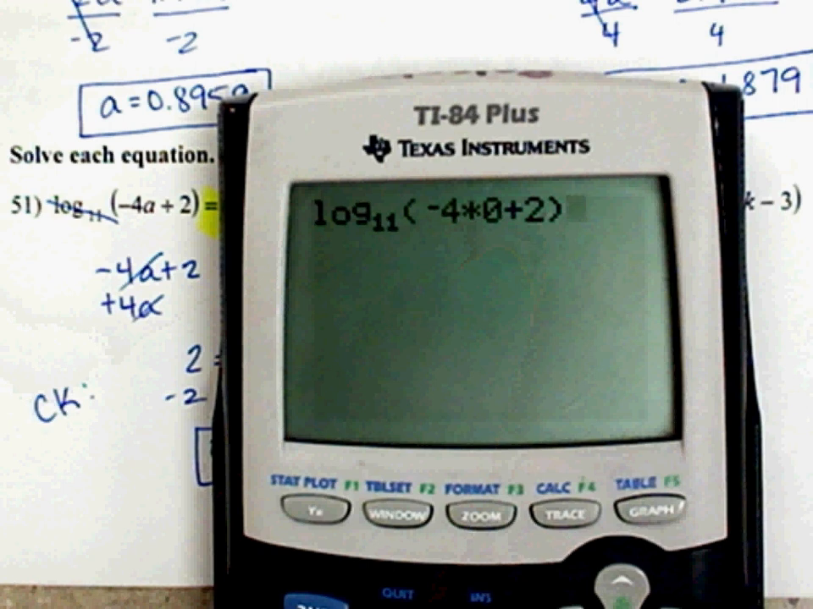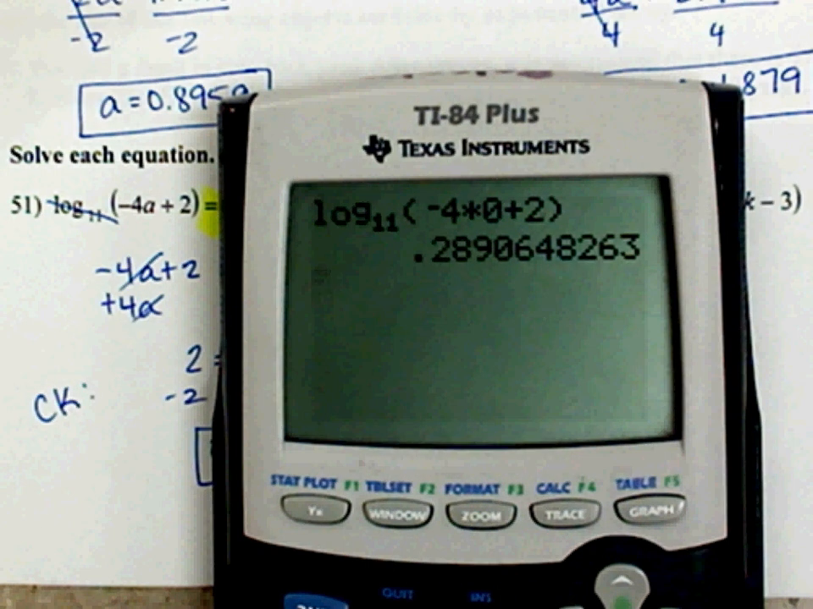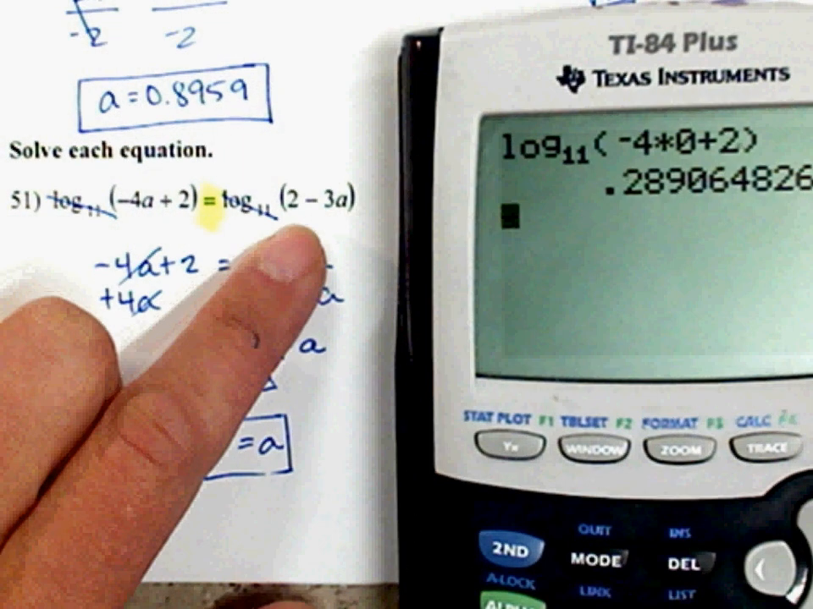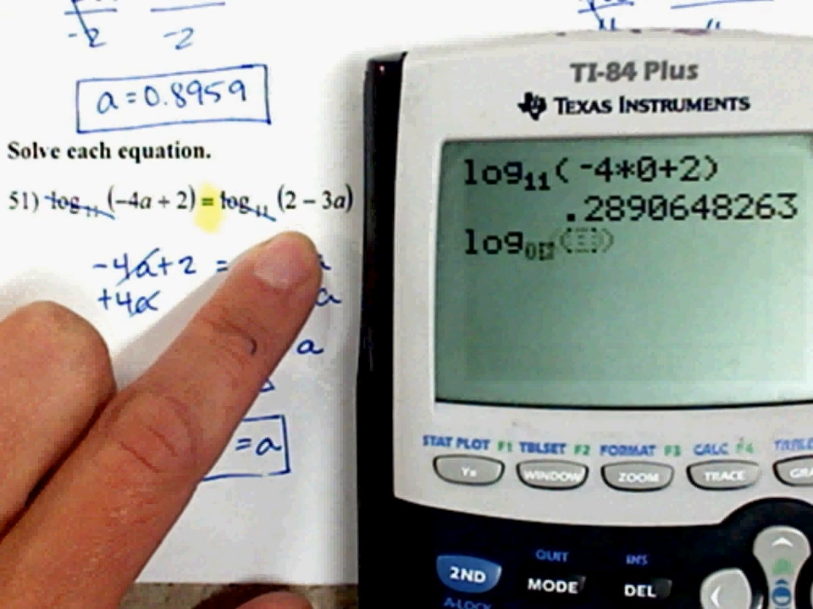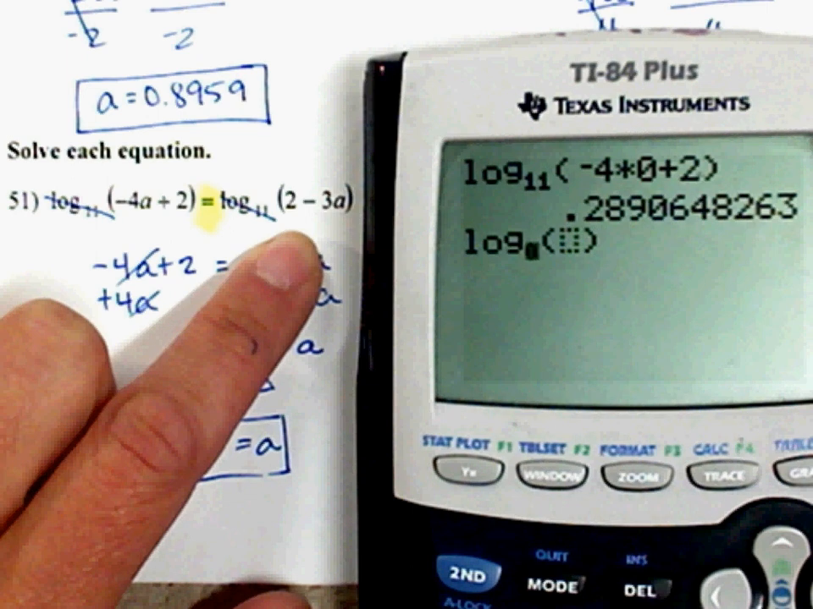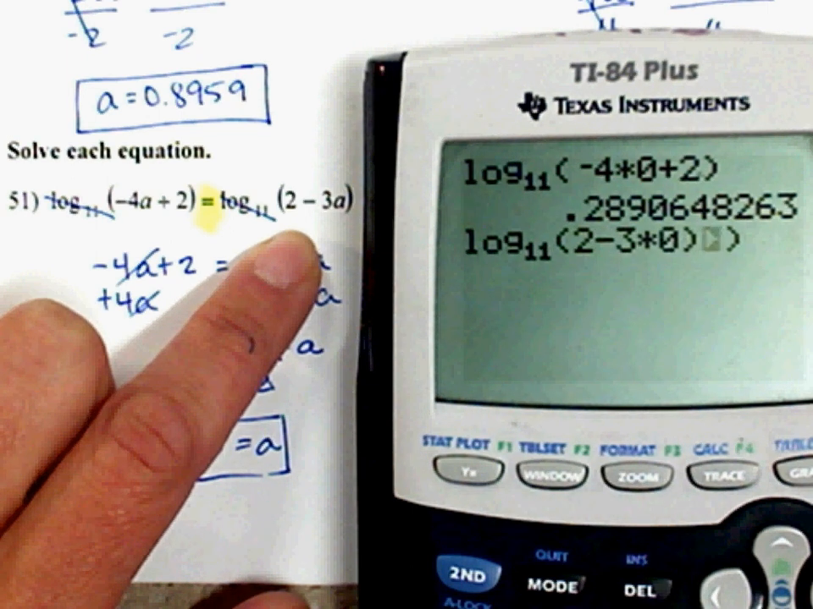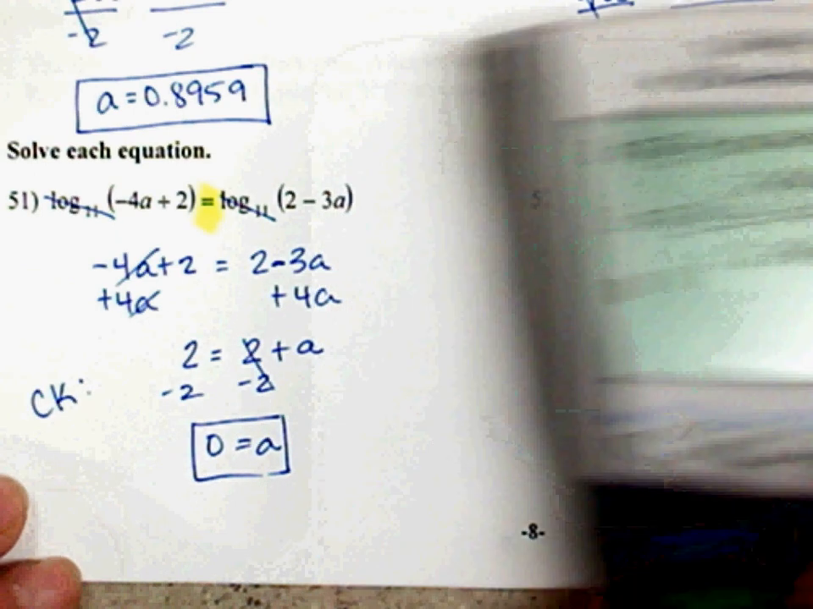Do you have an answer? All right, that should work. Try the other side. Same thing. Alpha window number 5, base 11, 2 minus 3 times 0. Same answer. So this is the correct answer.